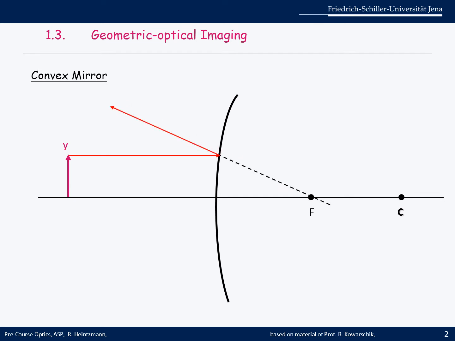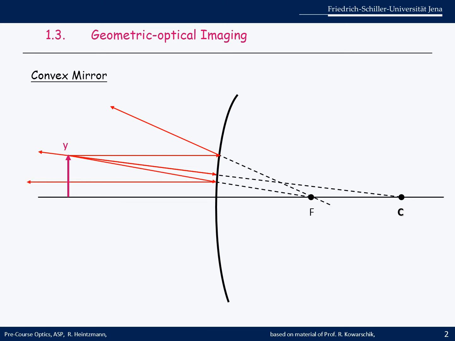If we have a ray that is directed towards the center, it would be reflected back in its original direction. And if we have a ray that is directed towards the focal point, it will be reflected parallel to the optical axis, like this. So we get a virtual image and it's upright here.